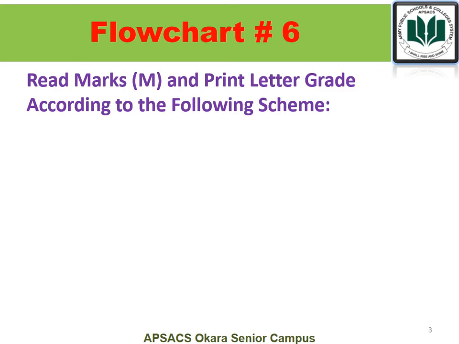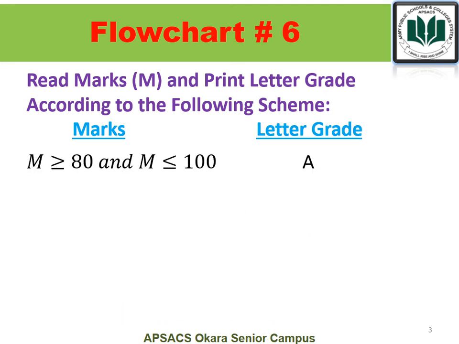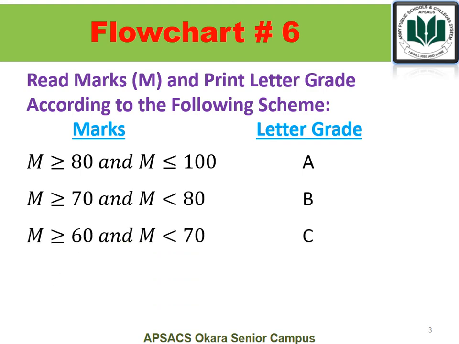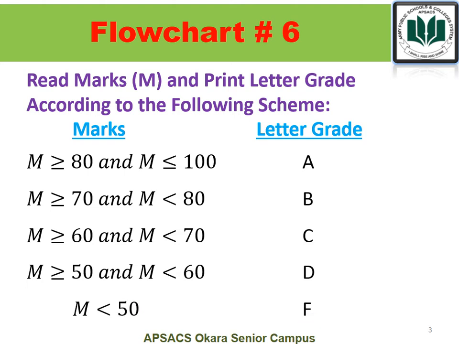In this flowchart, we have to read the marks M and print the letter grade according to the following scheme. If marks are greater than or equal to 80 and less than or equal to 100, then print grade A. If the marks are greater than or equal to 70 and less than 80, then print grade B. If the marks are greater than or equal to 60 and less than 70, then print grade C. If marks are greater than or equal to 50 and less than 60, then print grade D. And if marks are less than 50, then we will print grade F.